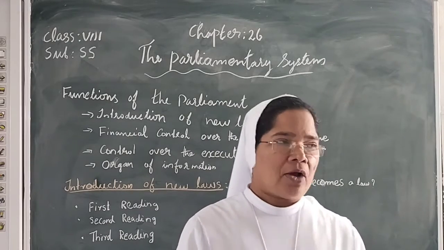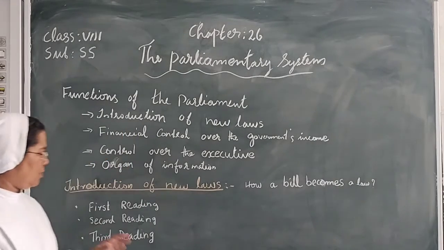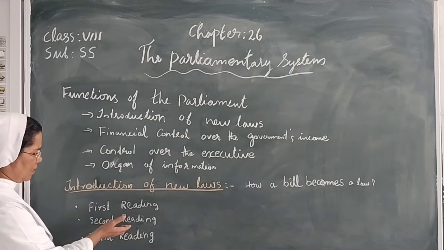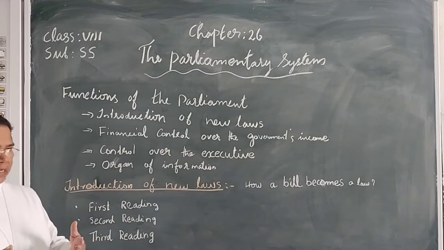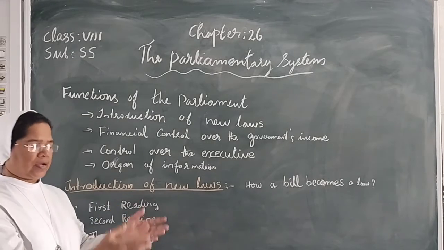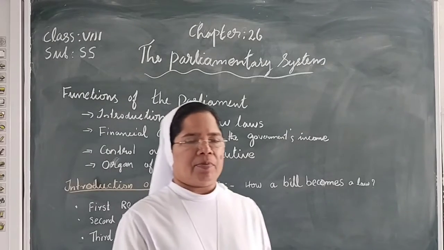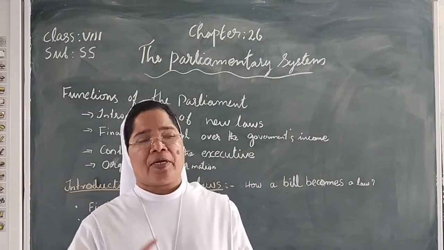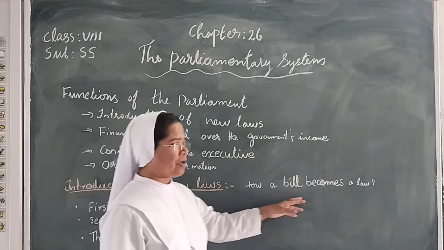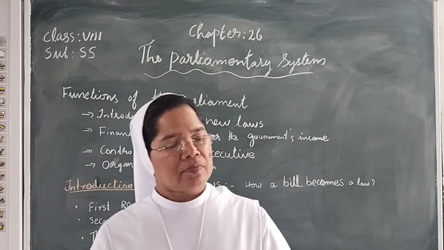Now let us see how the bill becomes a law. We have read the first reading with explanation and discussion. Second, we go to discussion, then answers, and then the joint committee. Then the third reading is the vote, that is, the members vote. If they get 50% of the vote, the bill is passed. Like that it will become a law.